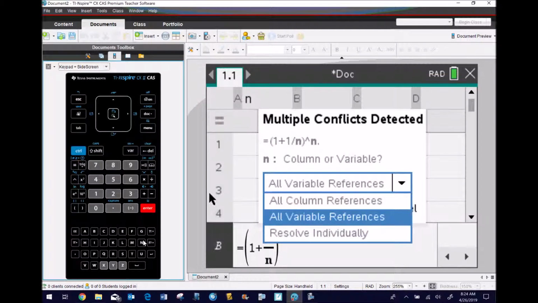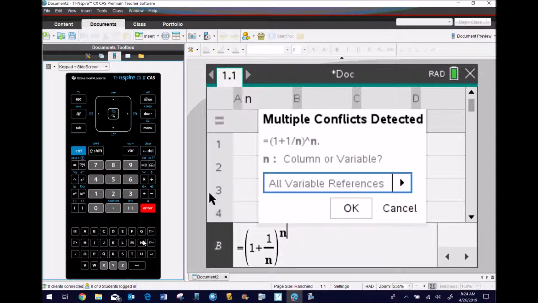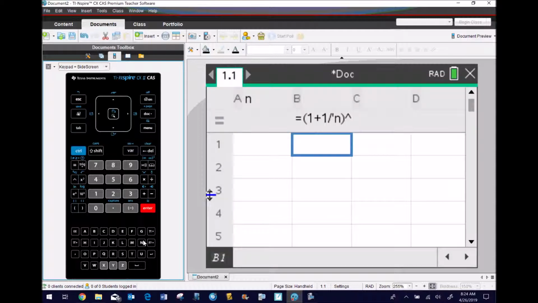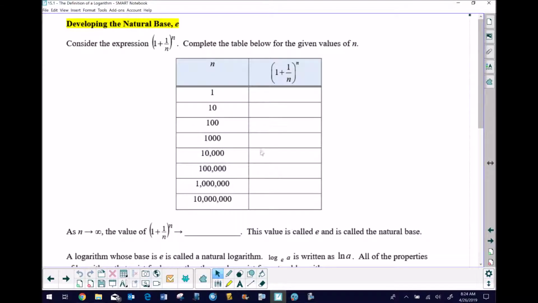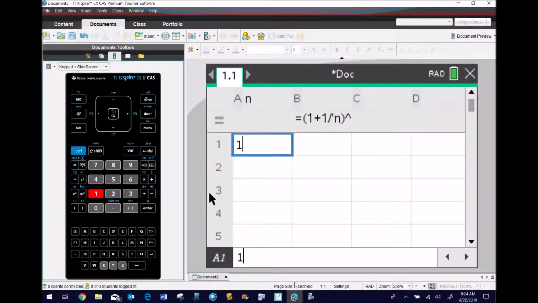We're going to use a variable reference because n is a variable. It's the value that we're inputting into this particular function. Once I do that and hit OK, I should be able to start filling in this chart. If I let n equal 1, you can see from the table we're going to add a 0 each time. I get a value of 2. They want us to keep going with that.